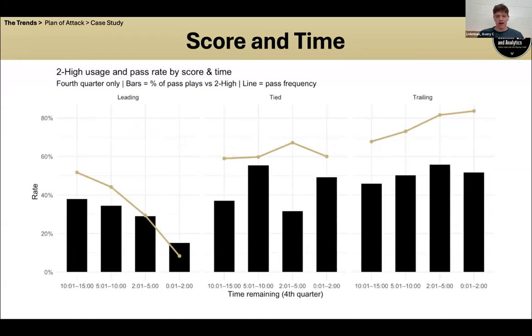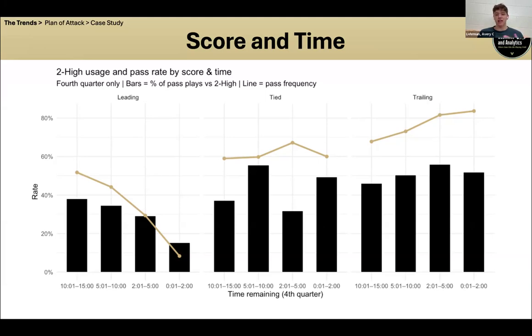Here, we're looking at score and time. On the far left, you have when you're leading. Main point being that when you're leading, the pass frequency decreases because of time management. You're looking at how do I manage the clock? How do I make sure the other team doesn't get the ball back? And those are really important. So with that decreasing pass frequency, that decreases the amount of two high that is run inherently.